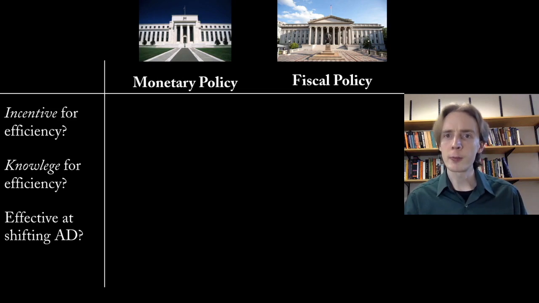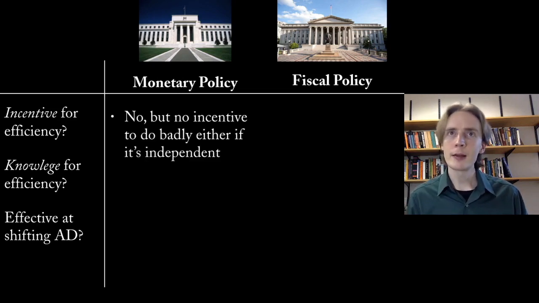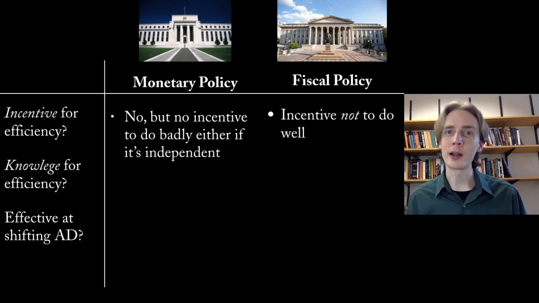So starting with monetary policy, do people at the Fed have an incentive to do the right thing, to do what we've called ideal monetary policy? Not necessarily, but as long as they're independent, then they don't have an incentive to do anything wildly bad either. And so while it's not ideal, right, we have to trust the goodness of people at the Fed and their competence, at least we don't have to trust them to override a whole bunch of bad incentives. Whereas for fiscal policy, we do.